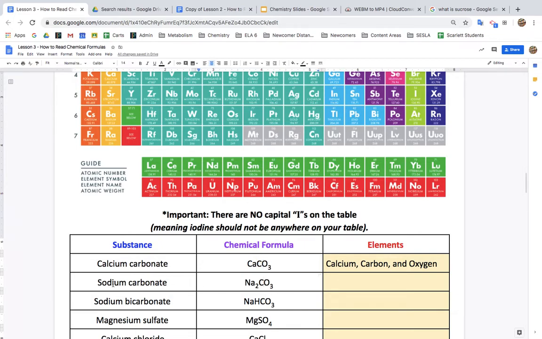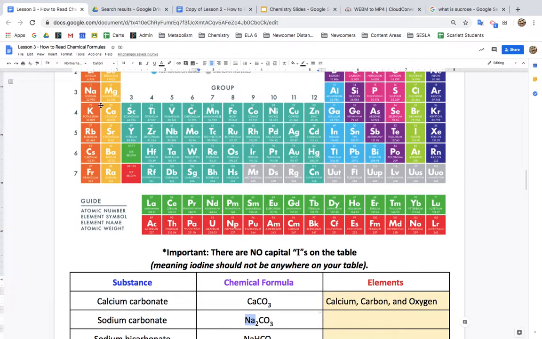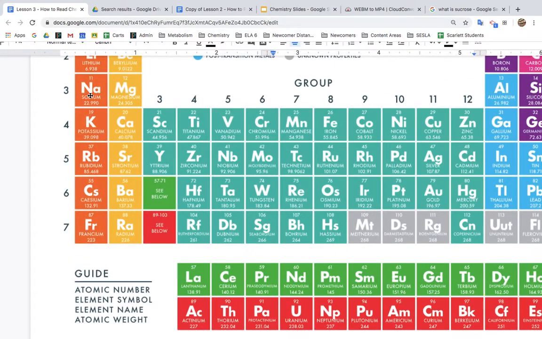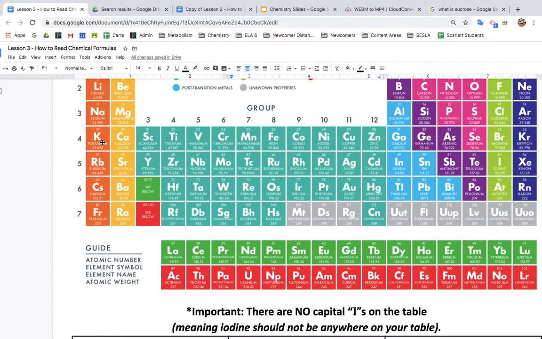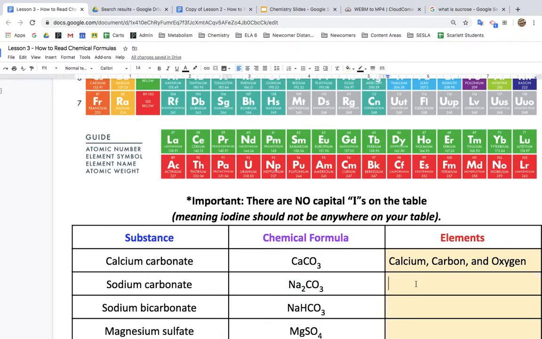Okay, sodium carbonate. The first element I see is Na. See if you can find Na on the periodic table. The name of that element is sodium. So here I'm going to write sodium.